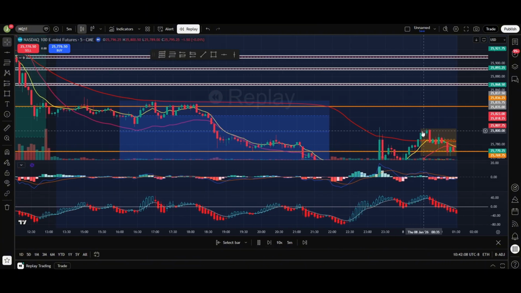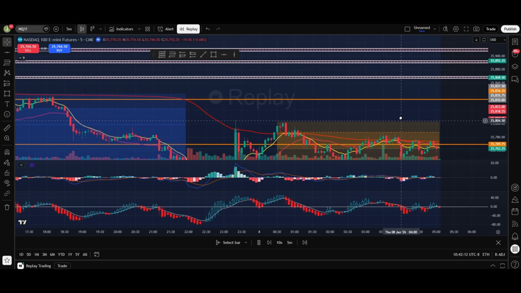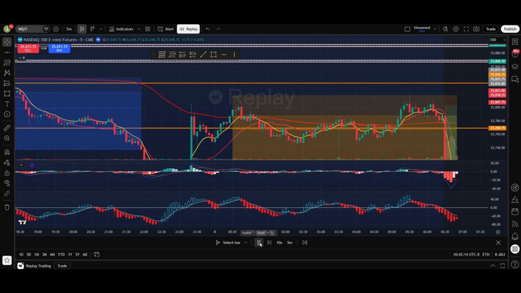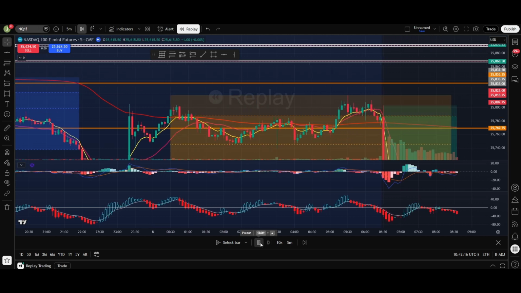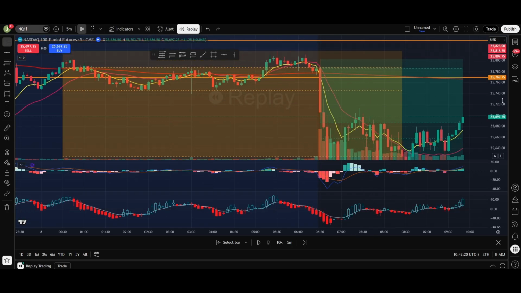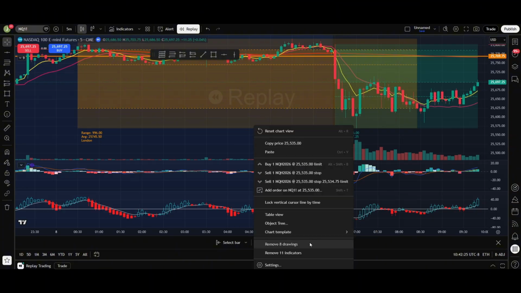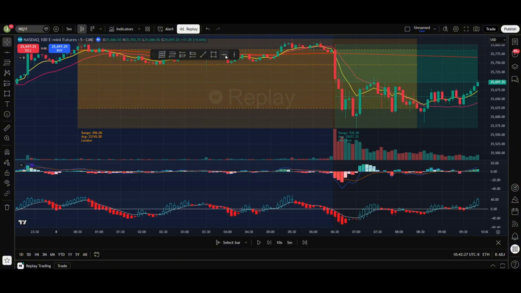So let's go through one more example here, and we're going to talk about London and Asian sessions, and we'll go through a little bit of examples on a few other charts. So let's go ahead and look at this trade, for instance. Let's remove our drawings and start fresh. We're going to have our line tool. We're going to come up to the high.